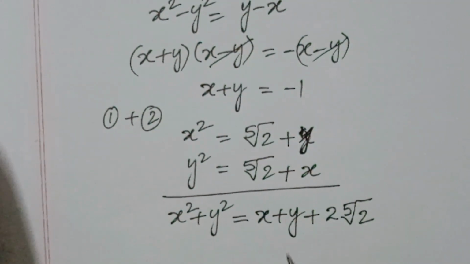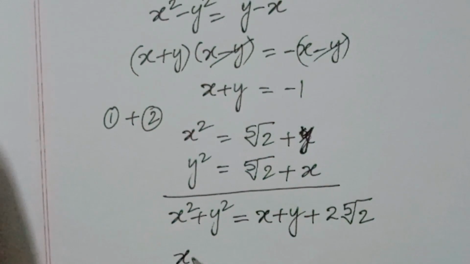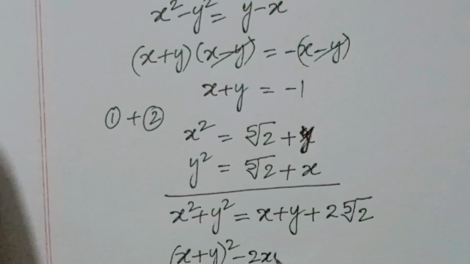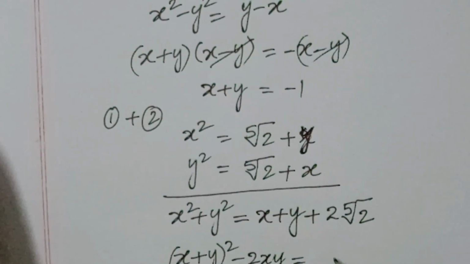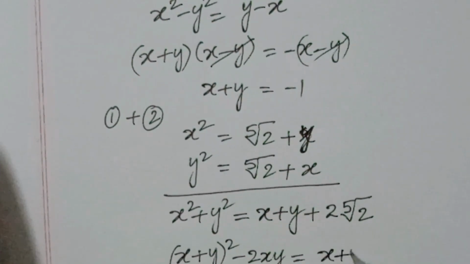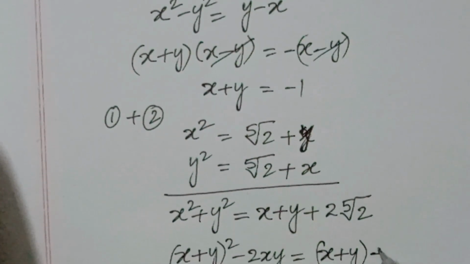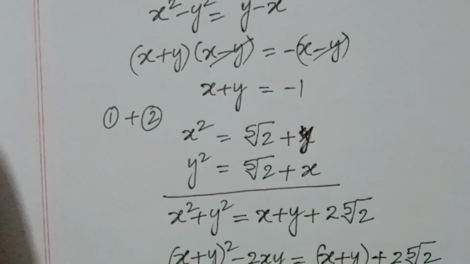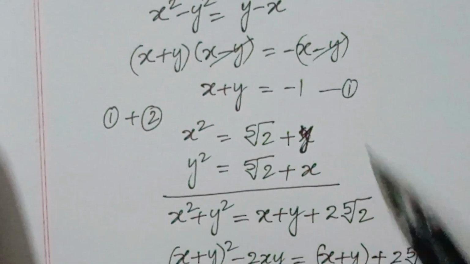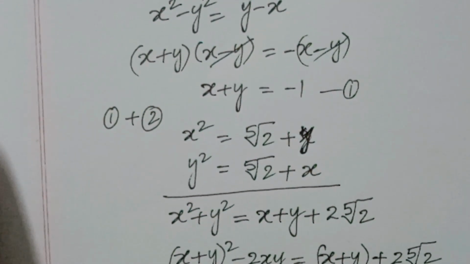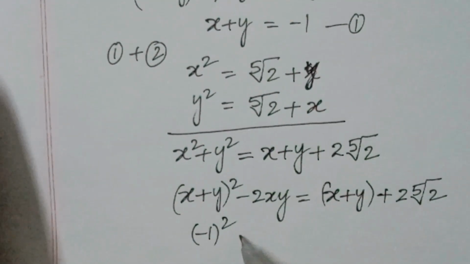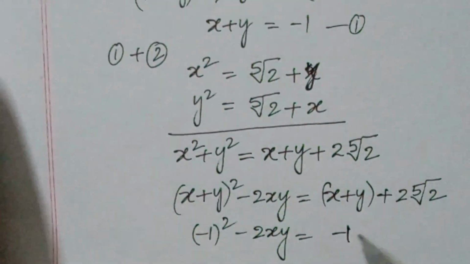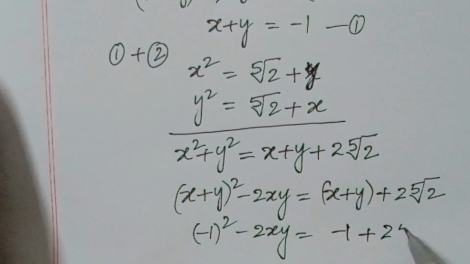So here what you'll get, x plus y whole square minus 2xy is equal to x plus y into x plus y plus 2 fifth root of 2. So x plus y value here you are getting minus 1 now. Minus 1 whole square minus 2xy is equal to minus 1 plus 2 fifth root of 2.